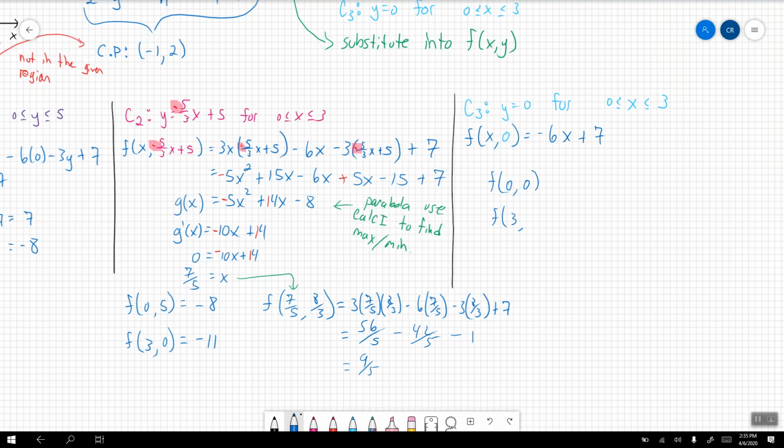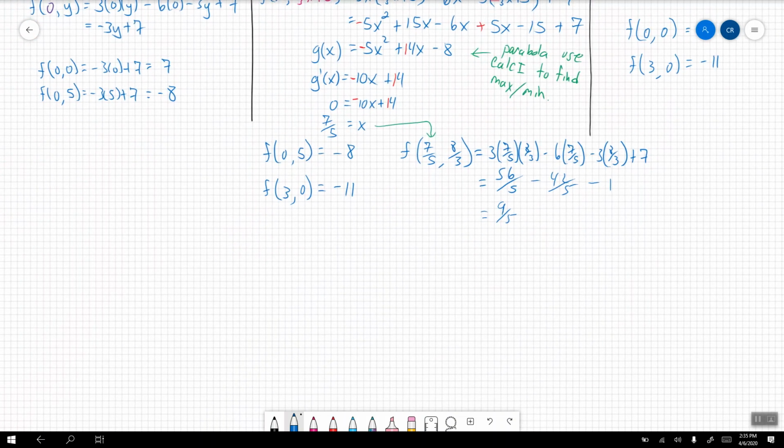So when x is 0 by the given here, and when x is 3 by the given here, the y values don't change. If the x value is 0, then we get 7. If the x value is 3, then we get negative 18. Negative 18 plus 7, that's going to be the negative 11 that we have.